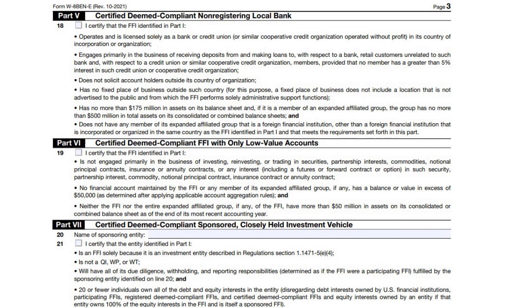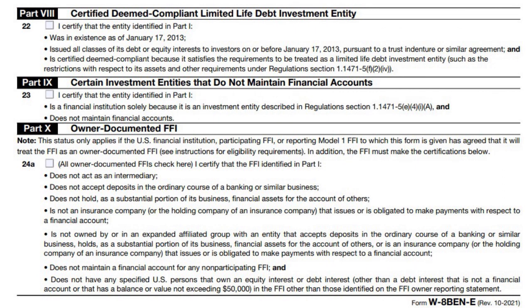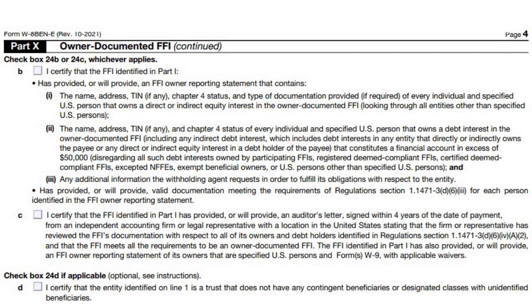Then part 6, certified, deemed compliant FFI with only low value accounts. Part 7, a certified, deemed compliant, sponsored, closely held investment vehicle. In the next screenshot, part 8, certified, deemed compliant, limited life debt investment entity. Part 9, certain investment entities that do not maintain financial accounts. And part 10, owner documented FFI. I'm just showing you those screenshots so you have a clear idea what a Form W-8BEN-E looks like. We keep moving. Part 10 again, an owner documented FFI.